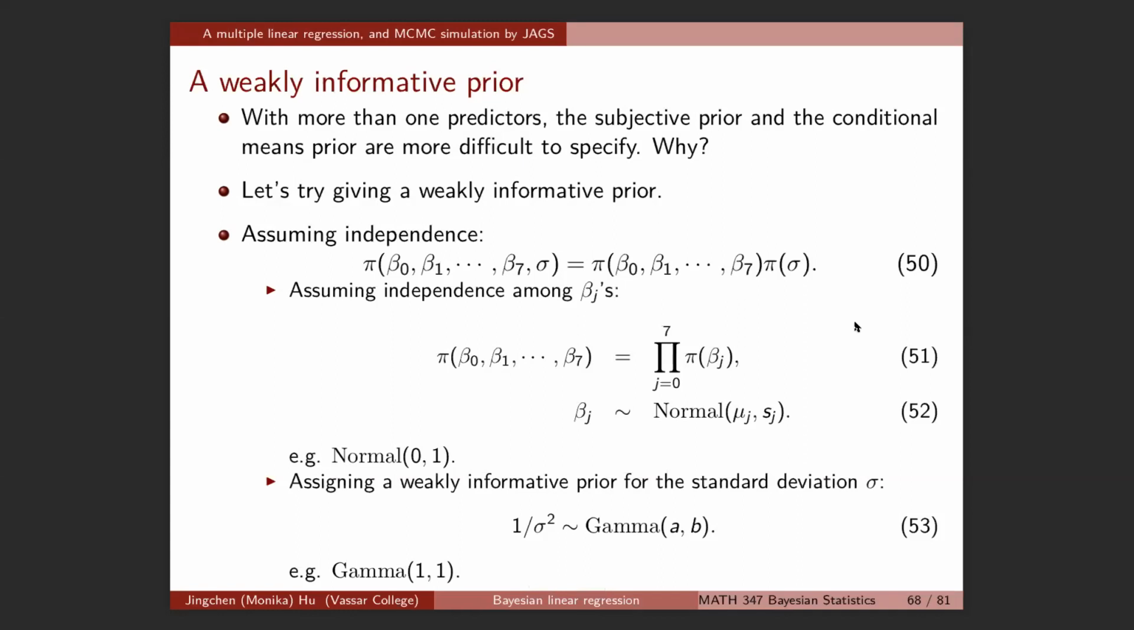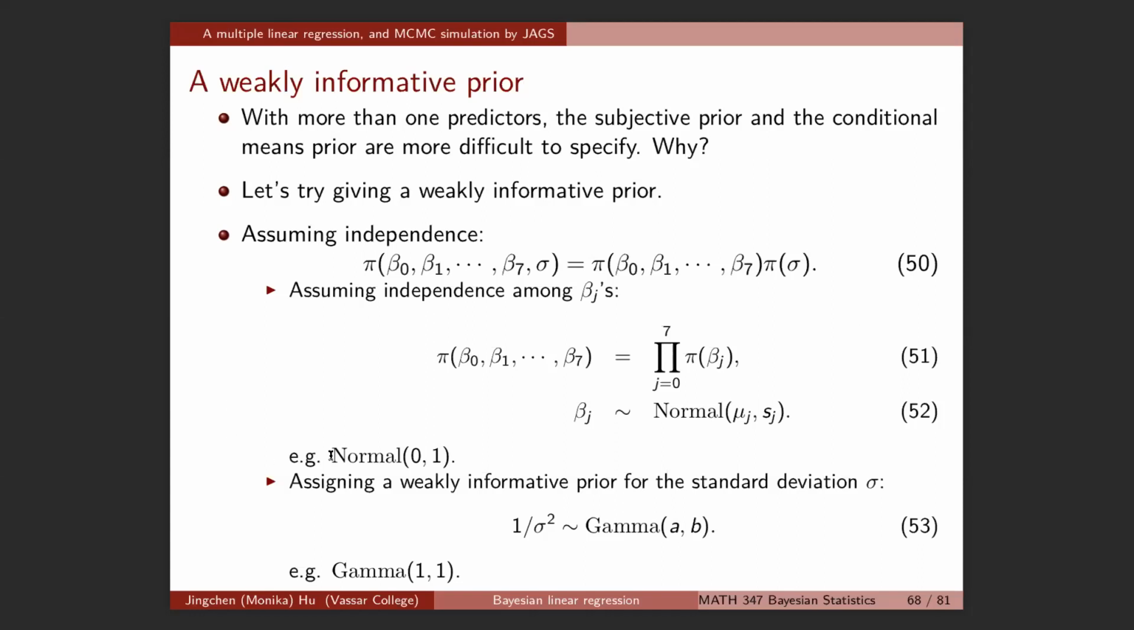That's why for beta 0 through beta 7, we have 8 independent normal priors. Each of them is normal with mu j and s j, where j stands for the index for either the slope or the coefficient for each of those predictors. And sigma, similarly, is 1 over sigma squared following a gamma A B, and typically we do gamma 1, 1. Okay, so that's the setup that we saw before.